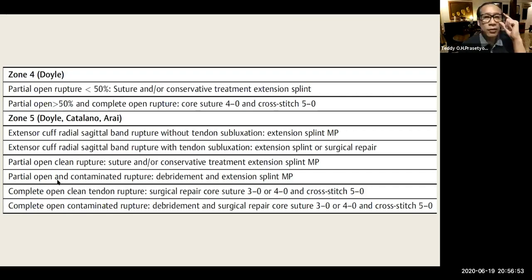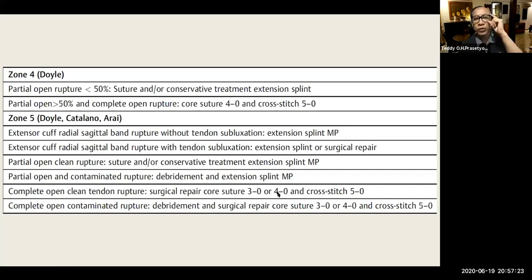All right. So with a partial open and contaminated rupture, you need to debride and also put it in an extension splint without necessarily repairing it right away because of the dirty wound. So you may consider reconstruction later on. Complete open clean tendon rupture, you just repair it. Now at this zone 5, you can consider greater suture material, 3-0.